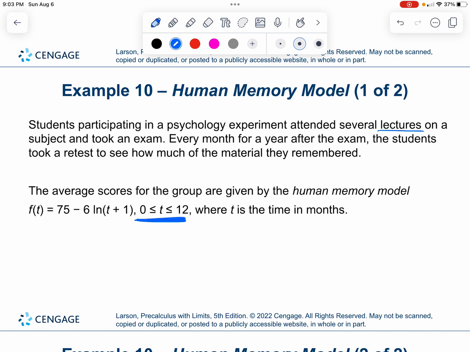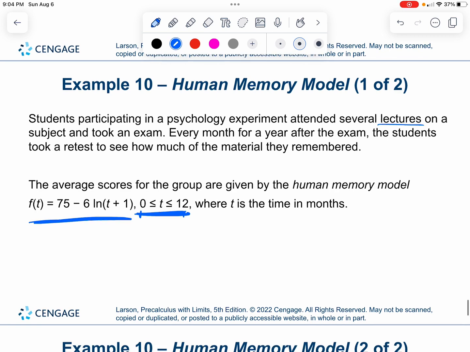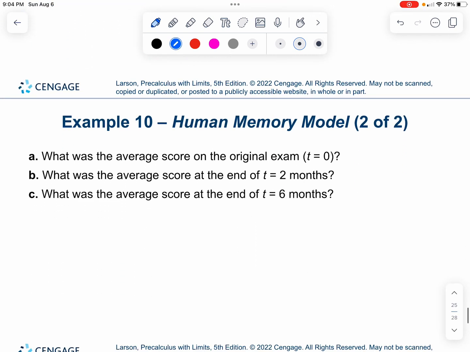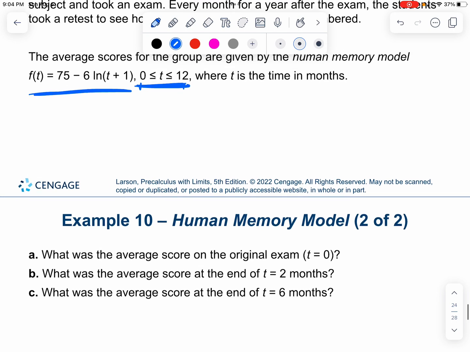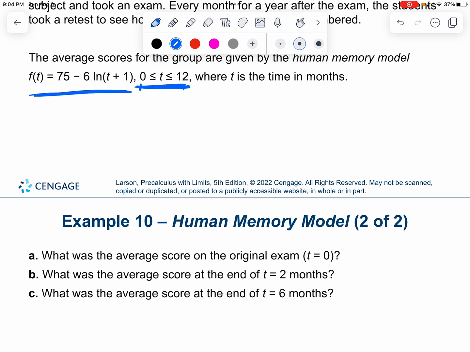So here, our time will be from 0 to 12 months, right away, and then after a month, 2 months, 3 months, up to 12 months. And then here's the function that they got that modeled the data. So it asks you to find the average score right away, which is t equals 0. So that would be the original exam.